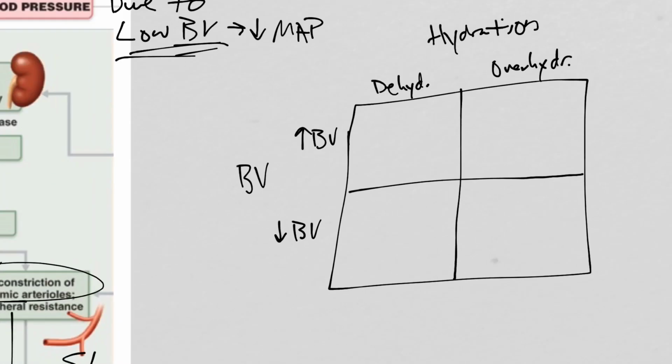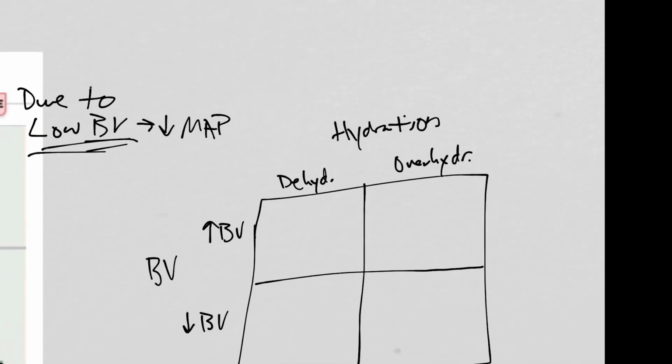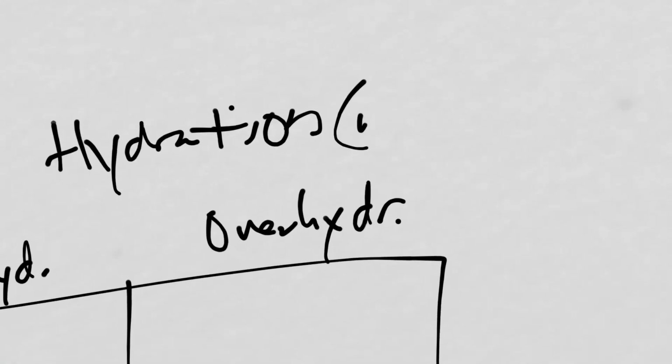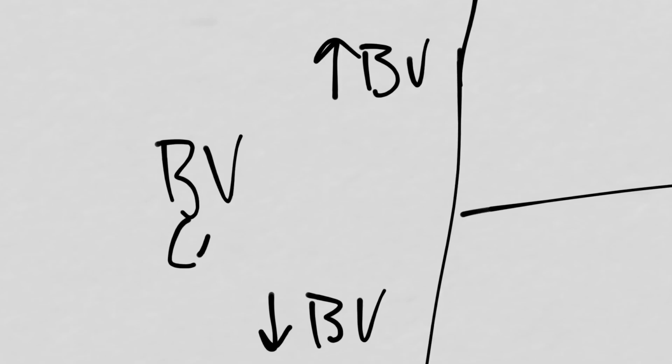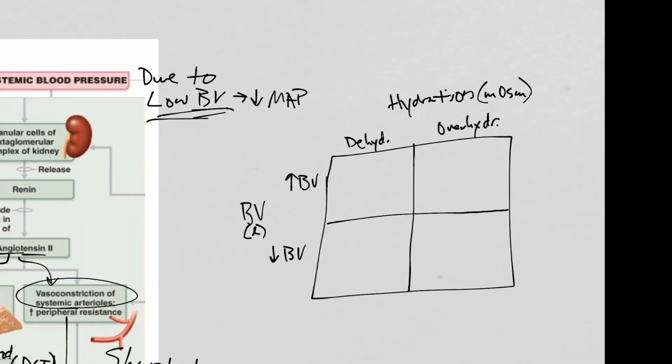The difference between hydration and volume is really, really important for this exam. Remember, hydration is measured in milliosmoles. It's basically saltiness. How much salt and protein and other molecules are dissolved in your blood. Blood volume is very simply measured in liters, how many liters of fluid are inside of you. And they're completely independent from each other.